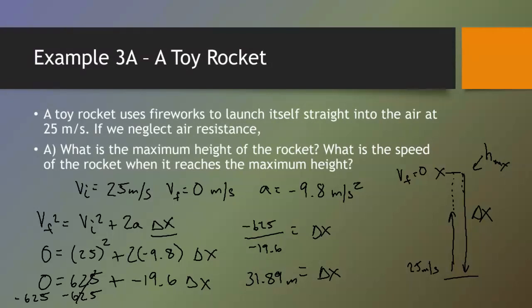And so if you throw an object up at 25 meters per second, it'll travel about 30 meters into the air before it stops, turns back around, and comes back down. And so now that we know this, what's the speed of the rocket when it reaches the maximum height? Well, we already figured that out. The speed and velocity when it reaches that point is going to be 0.